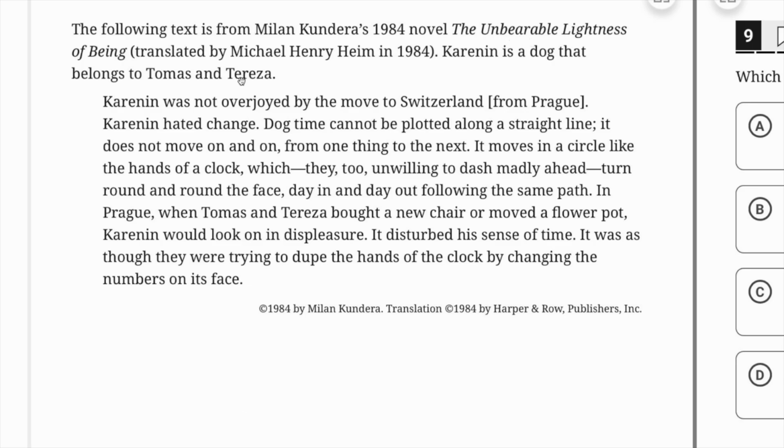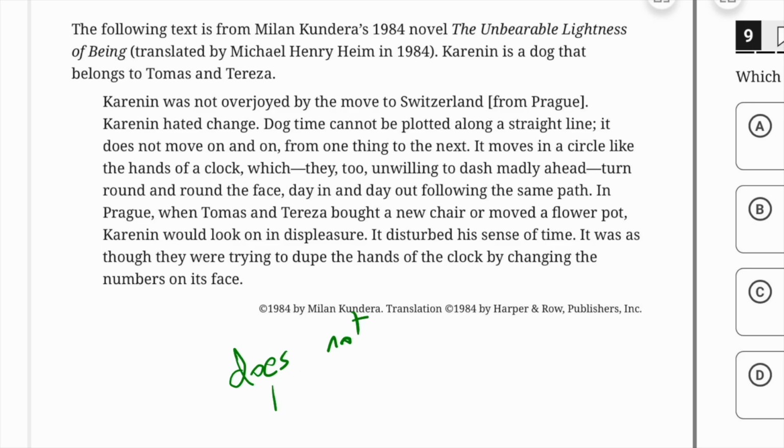So Karenin is a dog that belongs to these two people. Karenin was not overjoyed by the move to Switzerland. The dog hated change. Dog time cannot be plotted along a straight line. It does not move on and on from one thing to the next. It moves in a circle, like the hands of a clock, which turn round and round the face, day in and day out, following the same path. In Prague, when the two people bought a new chair or moved a flower pot, Karenin would look on in displeasure. It disturbed his sense of time. It was as though they were trying to dupe the hands of the clock by changing the number on its face.